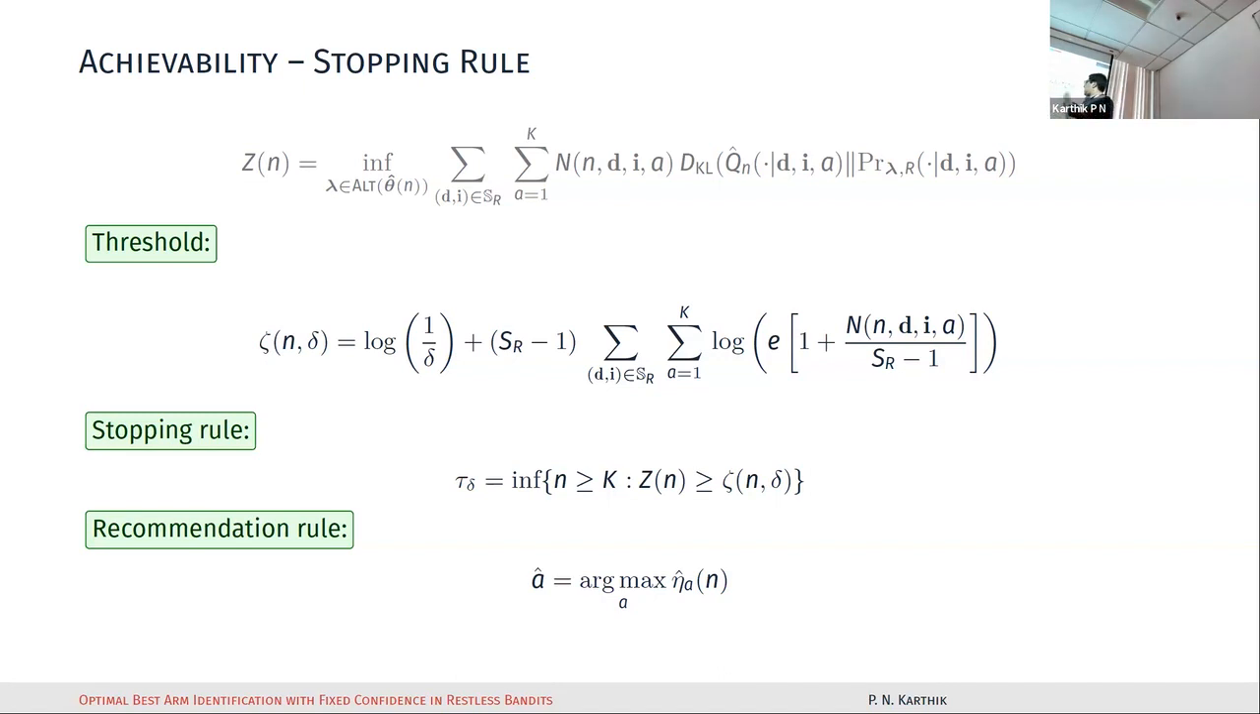The moment Zn crosses zeta, stop and declare whatever you think is the best arm as the best arm. What do you think is the best arm? Among the estimated means, the one which has the highest mean is your estimate of the best arm. Just output that as the best arm. You stop and output that as the best arm. That's all. Wait till this statistic exceeds the threshold. Once that happens, at that time, whatever is the estimated best arm, just output that.